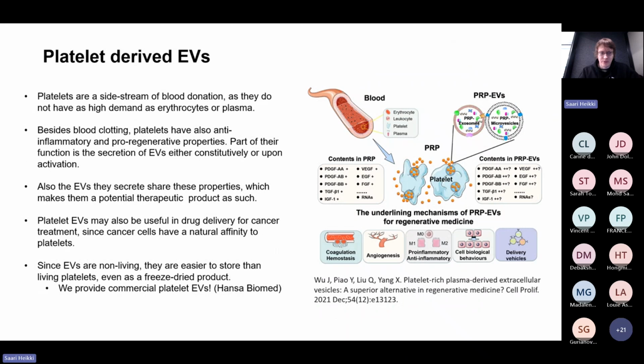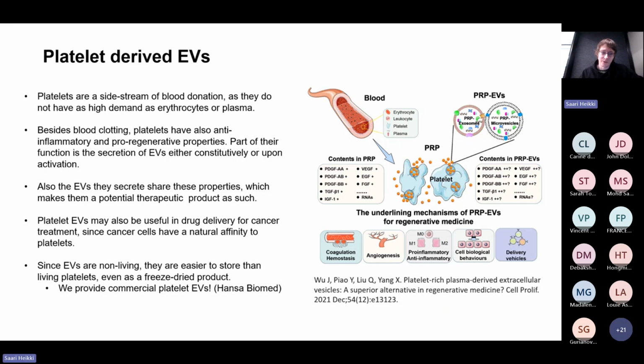At Blood Service, we naturally study platelets. They are essentially a side stream of blood donation. Mostly blood products that are used are erythrocytes or plasma that have the highest need. Platelets are sometimes given to patients that have clotting disorders, but a lot of it doesn't have a lot of use, so we try to find use for them.